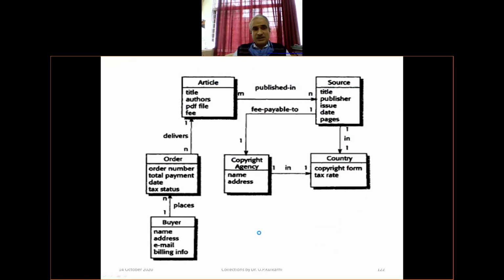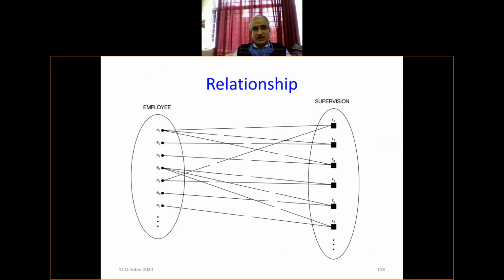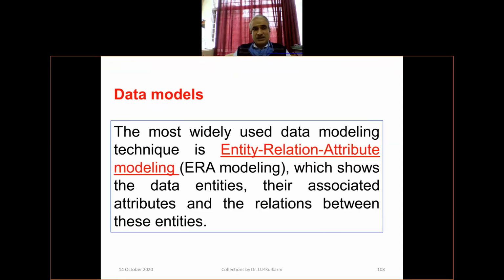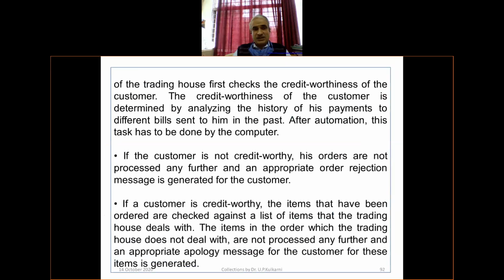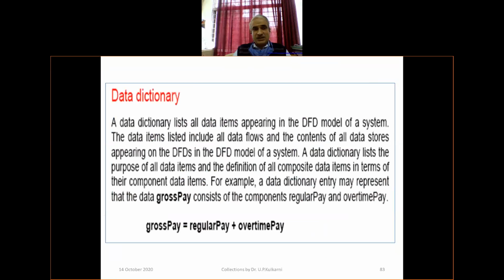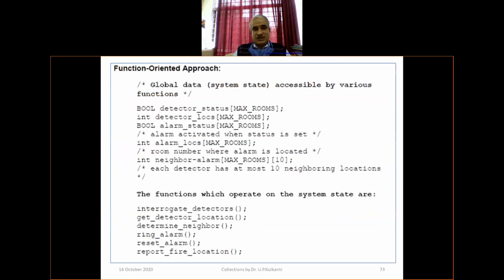Just to recollect, let me take you back to that particular slide where we have referred to this. One minute, you wait. I'll take you to that one. You have to wait for a minute.